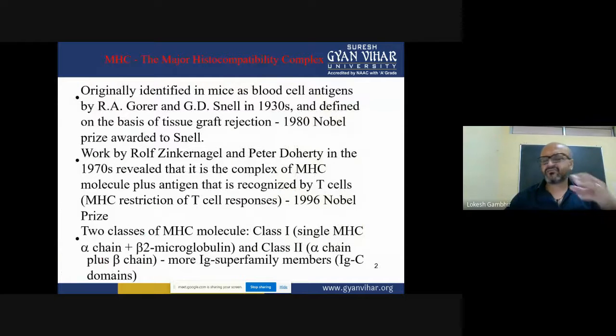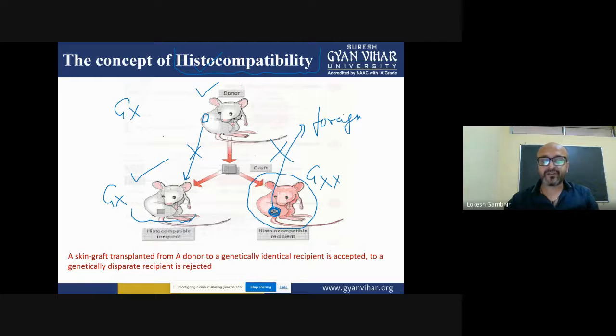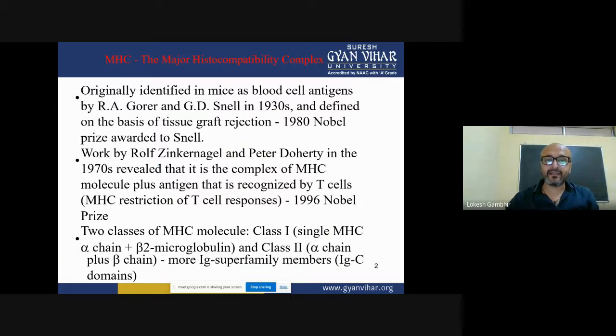Then let's have a brief history of what's been done in the past. People originally recognized it as an antigen molecule present on blood cells in the 1930s. Then they further characterized this molecule on the basis of graft reaction, the experiment performed by Snell, who was awarded the Nobel Prize for it in 1980.